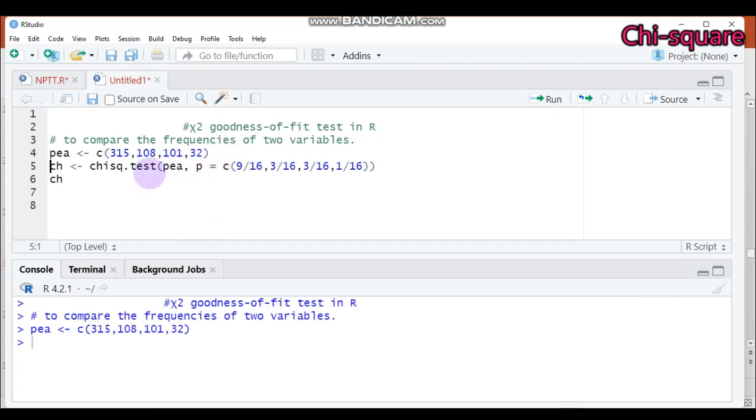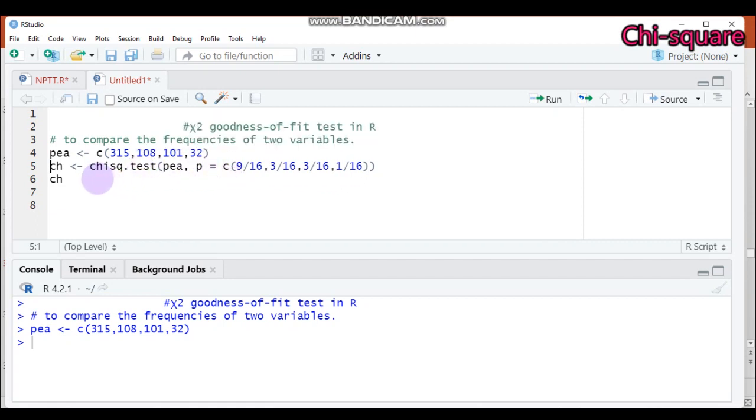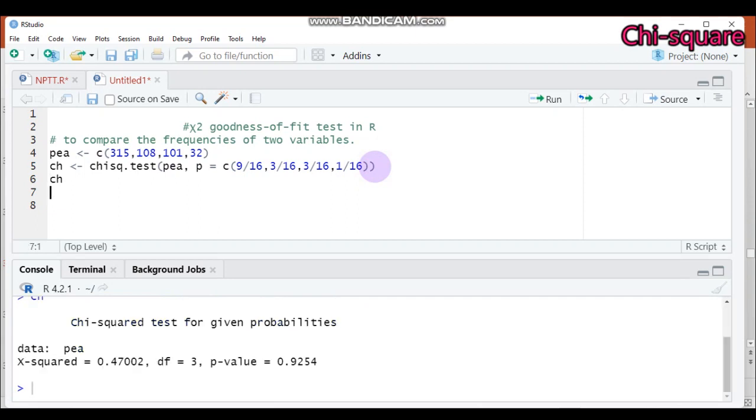Then in order to compute the chi-square goodness of fit test, you have to use the chisq.test function. Then x means the observed values, what we submitted to this. Then p is the probability level. So our probability level, or our ratio, is 9:3:3:1, so we will convert this to 9 over 16, 3 over 16, 3 over 16, and lastly 1 over 16. So type this and submit it in RStudio. Then finally we will get our result.